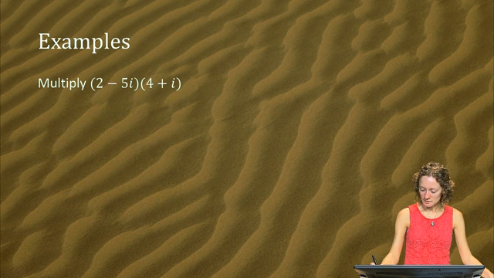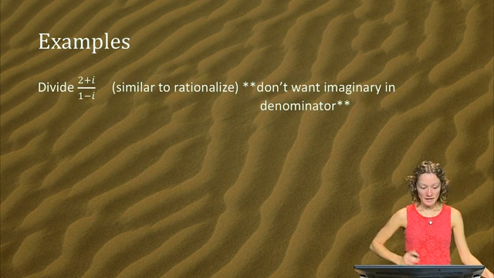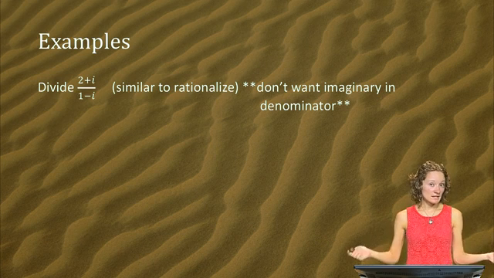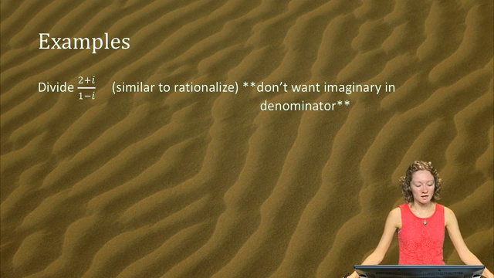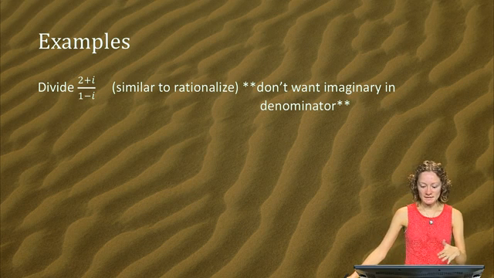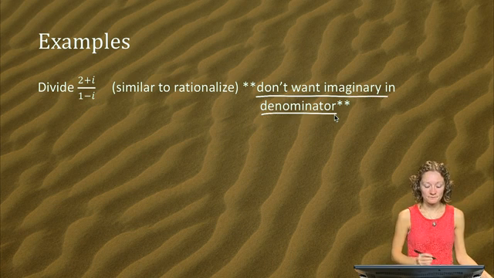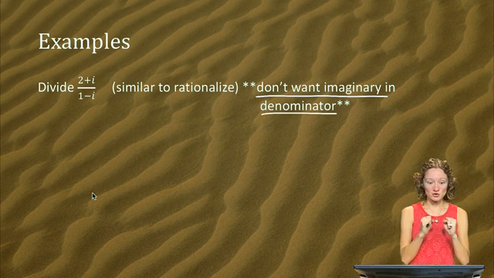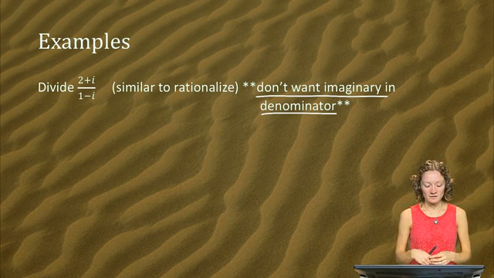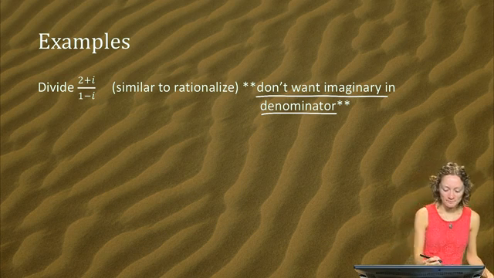All right. The last problem is a division problem. And technically it's called dividing with complex numbers, but it's very similar to rationalizing. The ultimate goal with division here is that we don't want the imaginary to be in the denominator. So, we dealt with this before when we were rationalizing a problem that had two terms in the denominator. Maybe you remember the strategy.